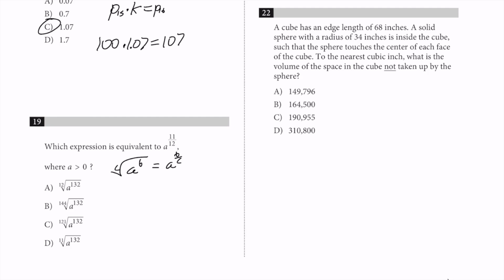So when we look at our answer choices, this one is equal to a to the 132 over 12, which is not equal to 11 over 12. When we look here, we have a to the 132 over 144, which simplifies, dividing both the numerator and denominator by 12, to 11 over 12. So this is our answer choice B.